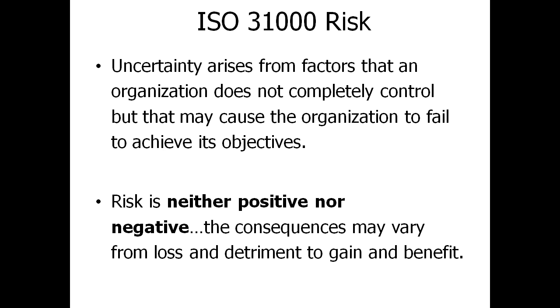In ISO 31000, uncertainty arises from the factors that an organization doesn't control, but that may cause an organization to be late in achieving its objectives or fail to achieve its objectives. Risk is neither positive nor negative. The consequences, that is the effect on our objectives, may vary from loss and detriment to gain and benefit.